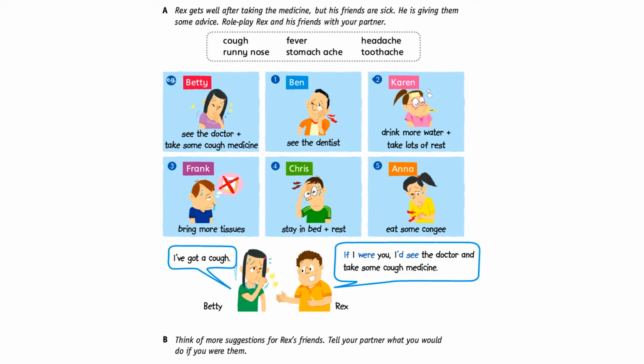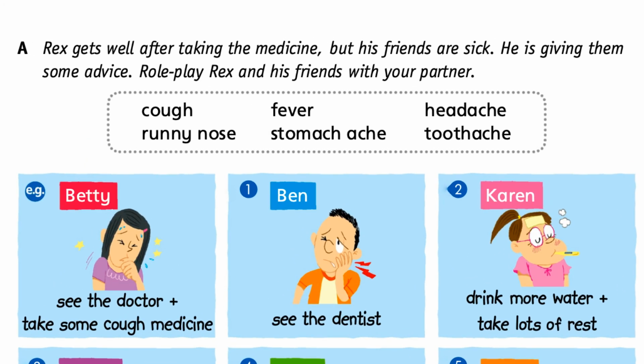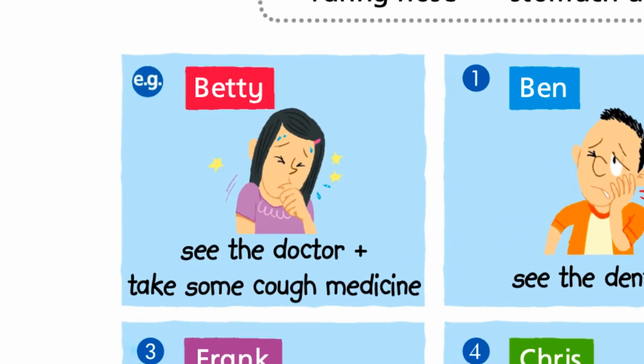Part A. Rex gets well after taking the medicine, but his friends are sick. He is giving them some advice. Role-play Rex and his friends with your partner. Cough, fever, headache, runny nose, stomachache, toothache. Example, Betty, see the doctor, take some cough medicine.